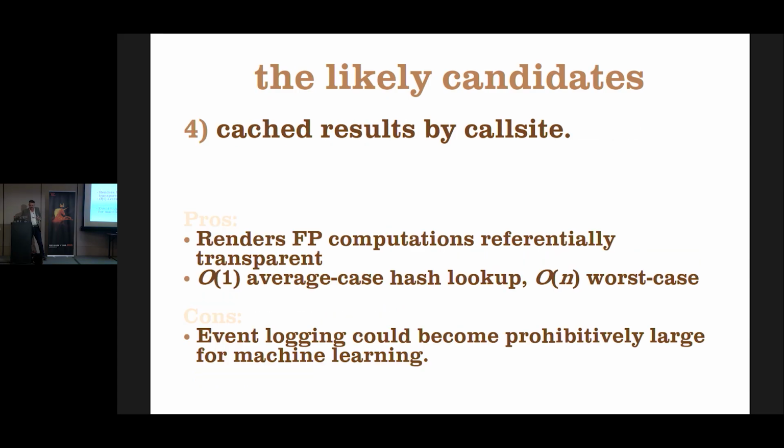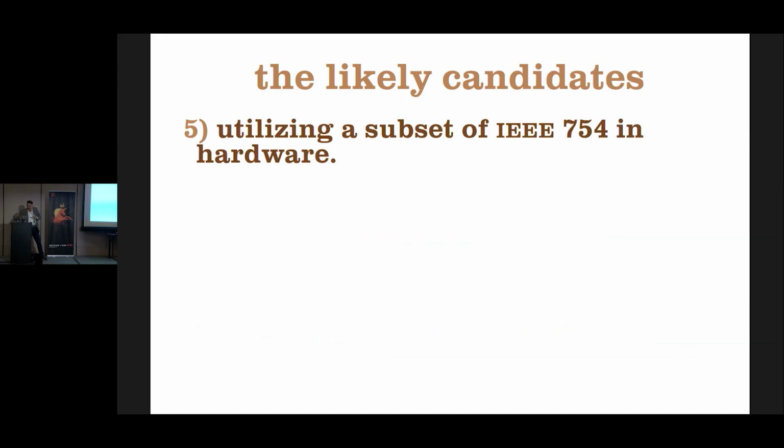Cached results by call site. You know, it renders the floating point FP computations referentially transparent. It's nice on that, but again, the event logging could become too big.